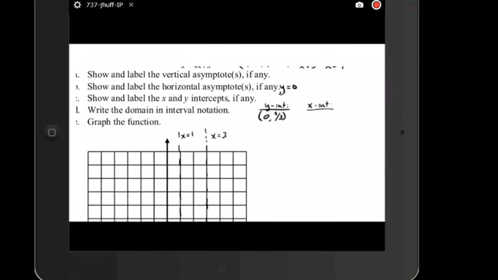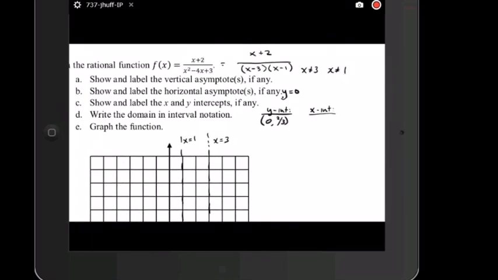X-intercepts of any function, not just rational functions, are found by letting y equal 0, and f of x is the same thing as y. If you put a 0 in for y, the only time a fraction is going to equal 0 is when the numerator equals 0. So x plus 2 equals 0 just means that x equals -2. So that's your x-intercept.